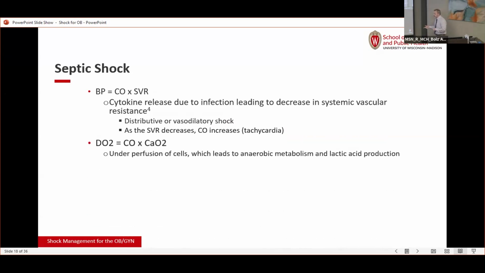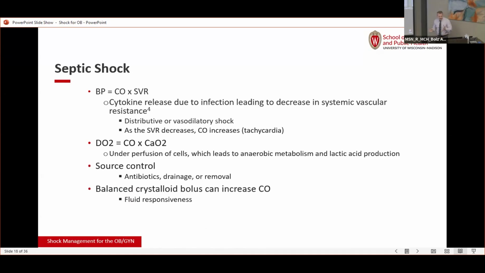And then we look at our DO2, okay? We're having underperfusion of our cells, okay? Which leads to anaerobic metabolism by those cells, which then leads to lactate production, okay? And that's what's happening here. So it meets our definition, okay? So how do we treat these?